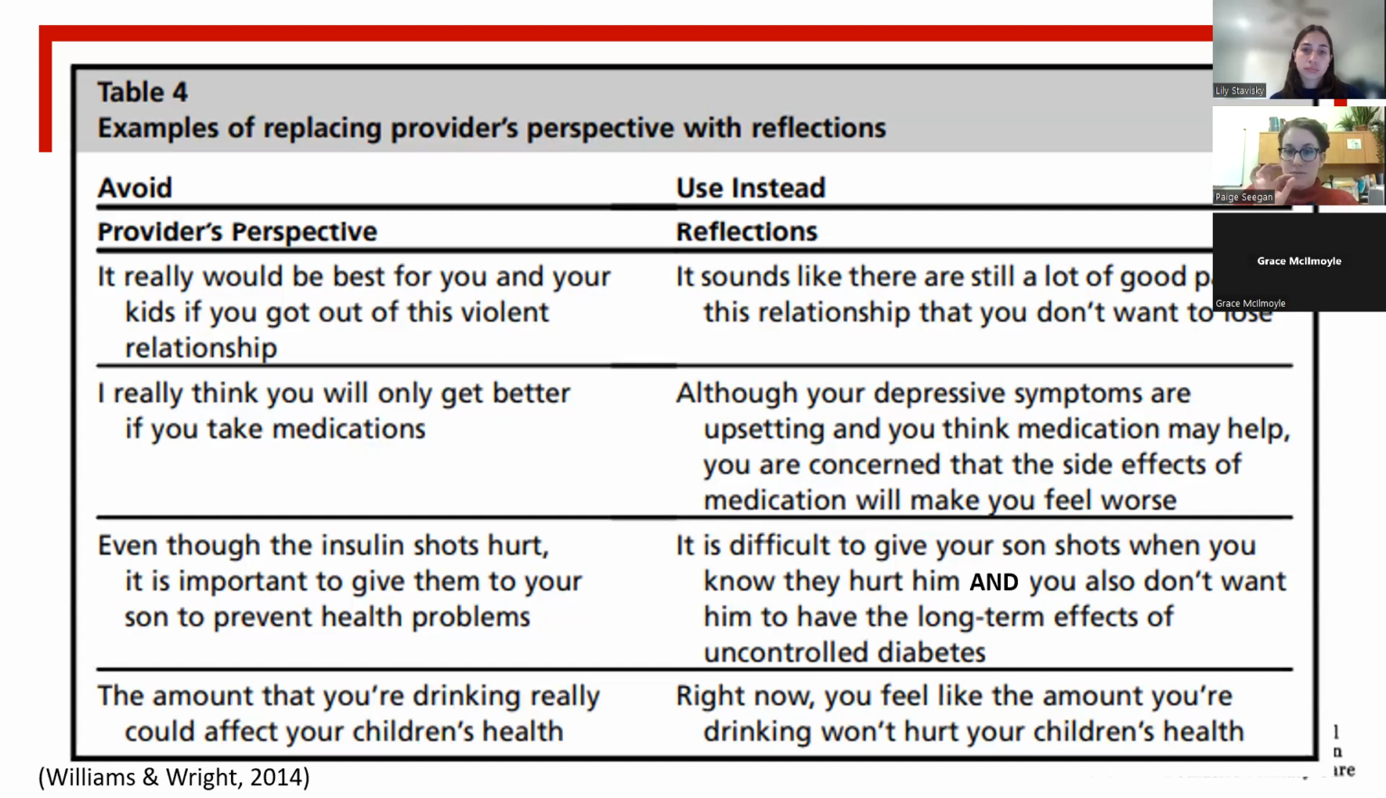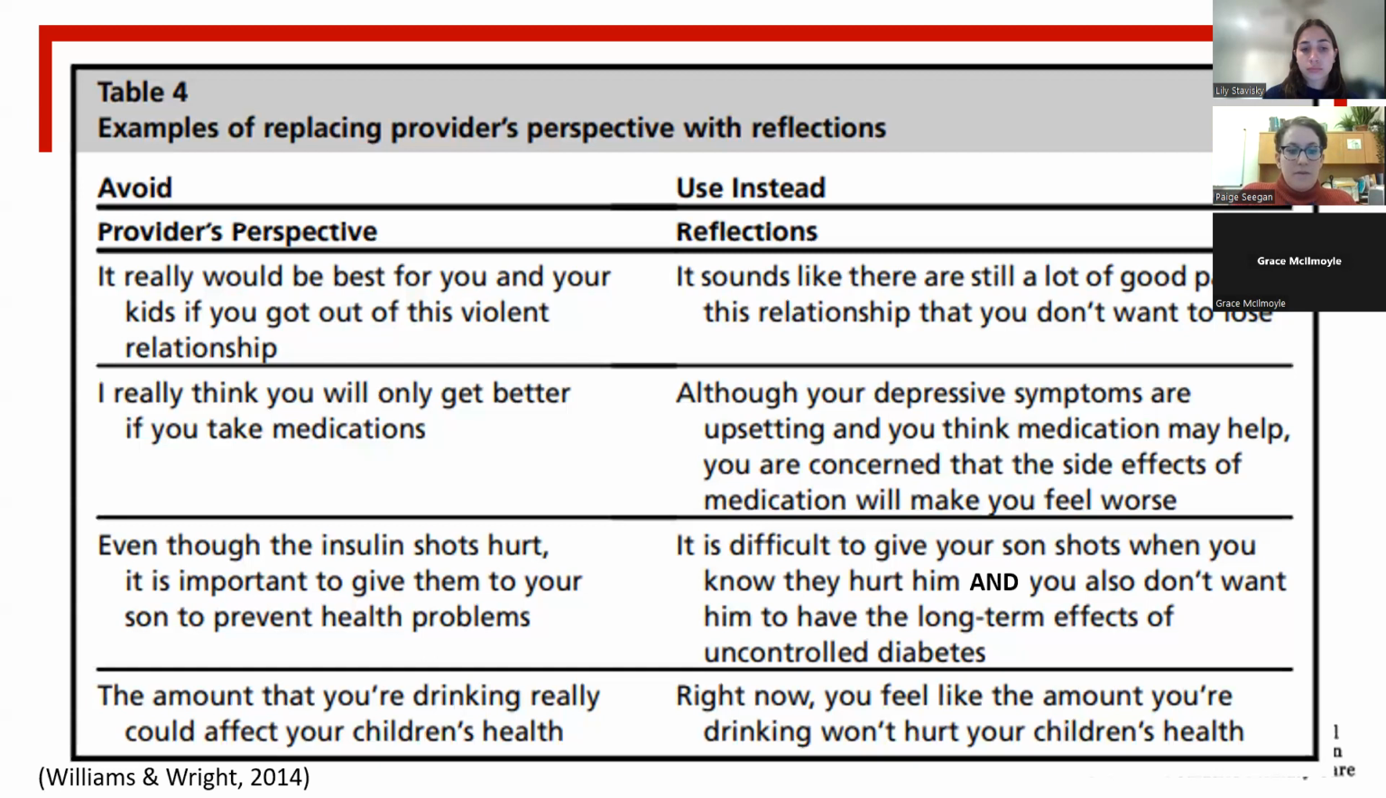These aren't my examples, but sometimes I alter some of them because I like to end on the statement that elicits more change. So I might say, you're concerned that the side effects of medications will make you feel worse, and your depressive symptoms are upsetting, and you think medication may help. It sets the stage for medication may help. What should we do with that information? So again, it also helps outline discrepancies.